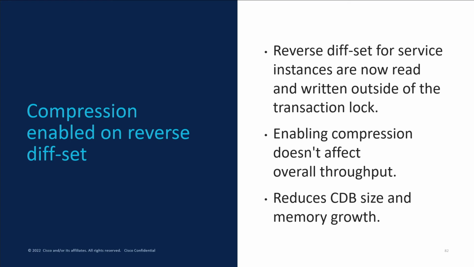And by running more parts outside of the critical section, we can now start thinking of trading response time against other benefits without affecting throughput that much. So by enabling compression on service reverse diff sets, we can now trade response time against reduced memory growth and a smaller CDB.